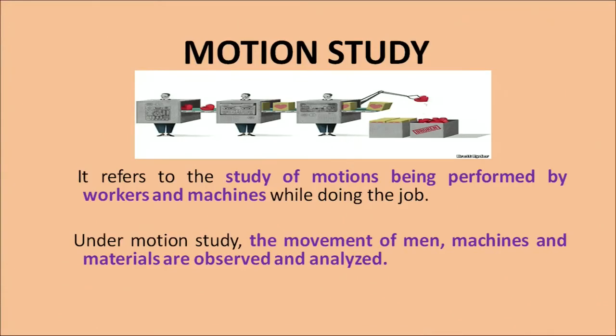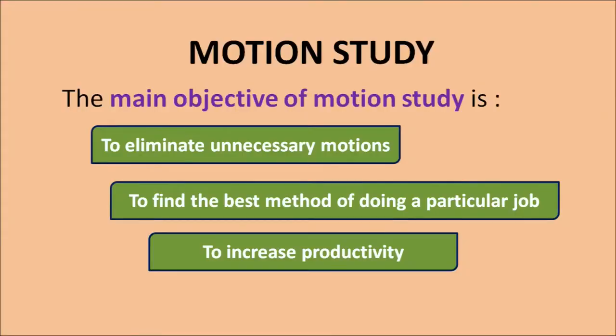So, under motion study, the movement of men, machines and materials are observed and analyzed to develop a standardized method of movement of these three aspects. So, the main objectives of motion study are to eliminate the unnecessary or the unwanted motions, to find the best method of doing a particular job, and of course to increase productivity and reduce the overall cost of production.